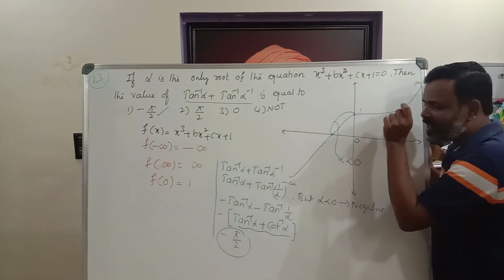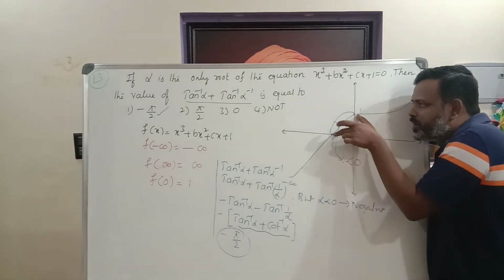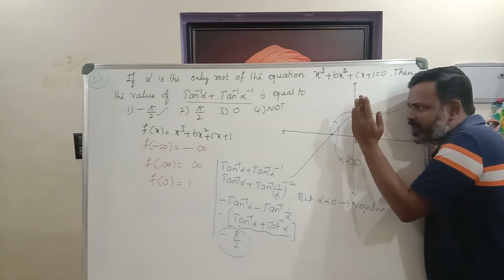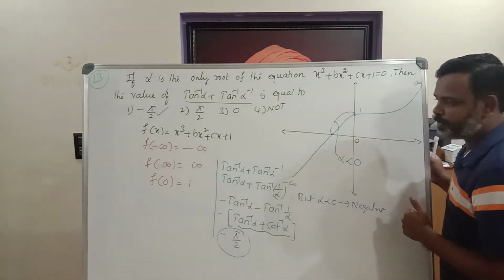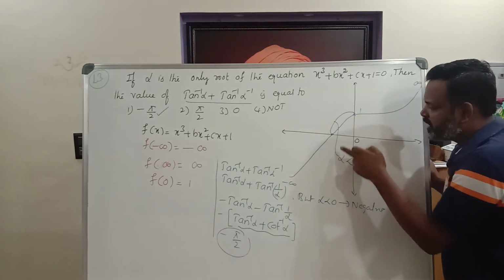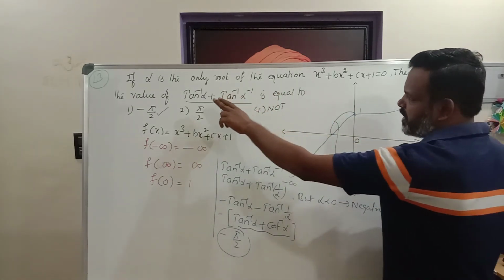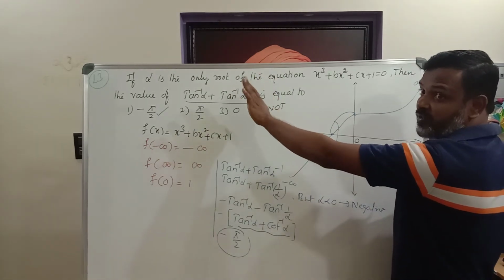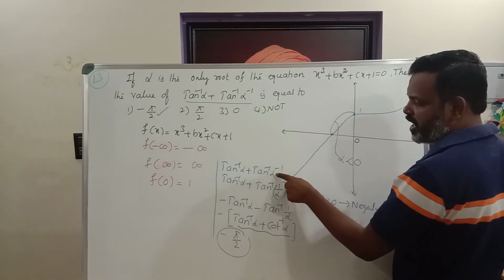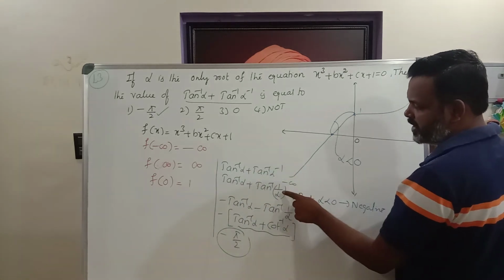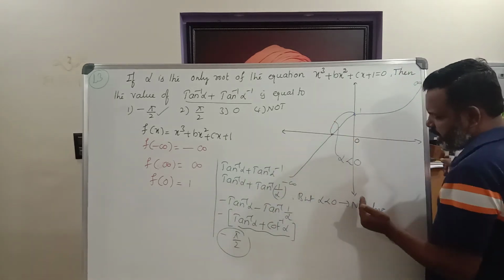Observe where exactly the real solution lies. The real solution lies from here to here, because it is 1 here and 0 here. That means on the left side of the origin on the x-axis. Therefore alpha lies here only, so alpha is less than 0, nothing but negative. We know strictly that here alpha is a negative real number. Now tan inverse alpha plus tan inverse alpha power minus 1. Alpha power minus 1 can be written as 1 by alpha. Here alpha lies in the negative region.